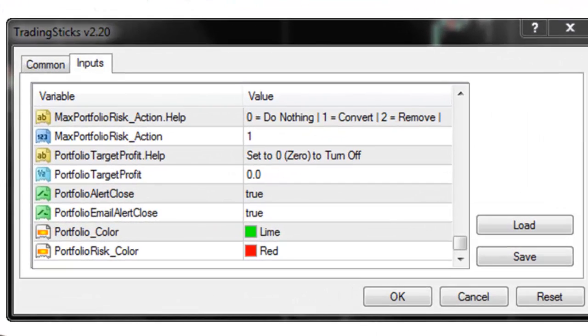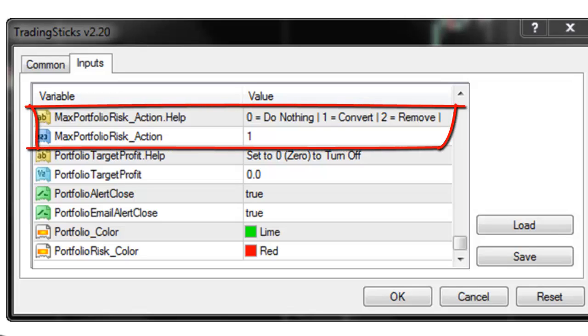Now we come to the most complicated decision we have to make within the portfolio trading. If we exceed our portfolio maximum risk, then no trades will open whilst that maximum risk is exceeded, and we have 3 options as to what to do from that point. If we set the max portfolio risk action to 0, then nothing will happen to the line whatsoever. If it's a buy line on touch and it should have been triggered when the market moves up, it will just sit there waiting for the risk to drop before it can actually open a trade.